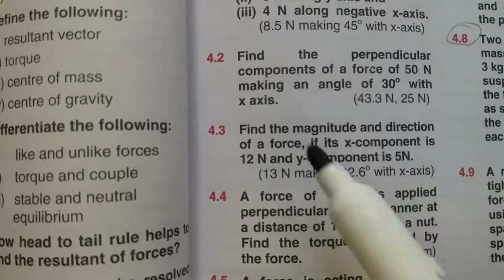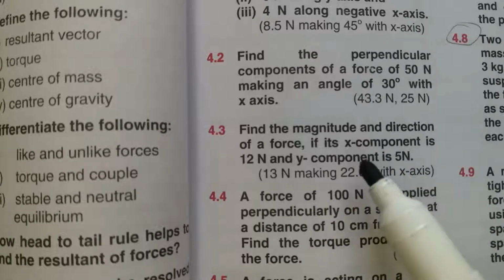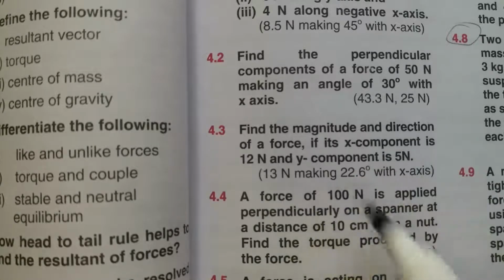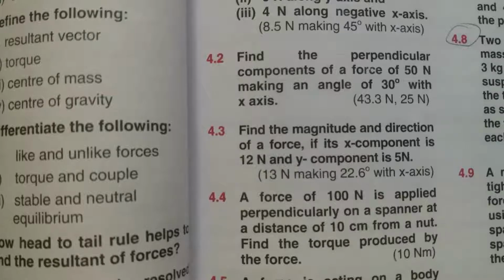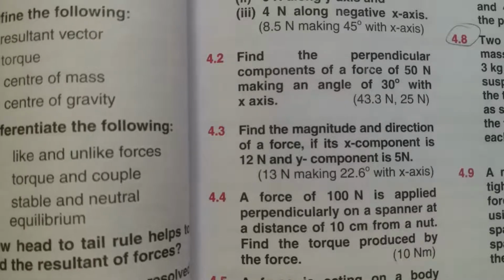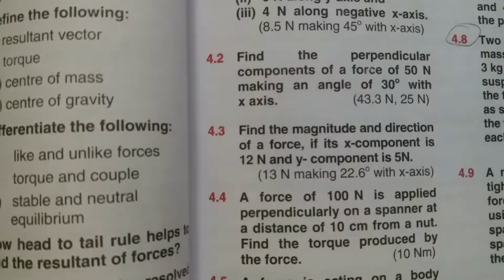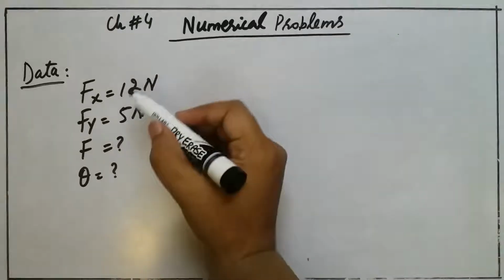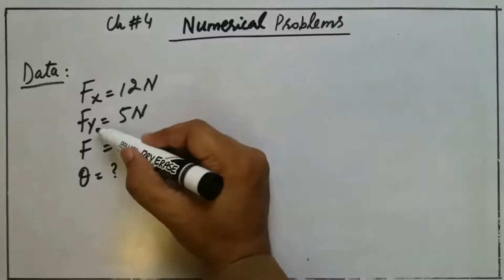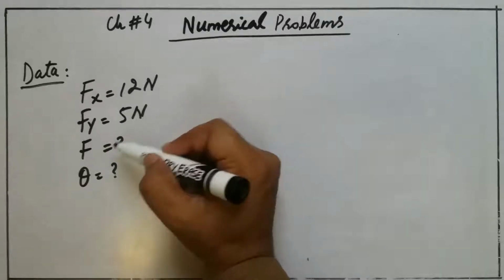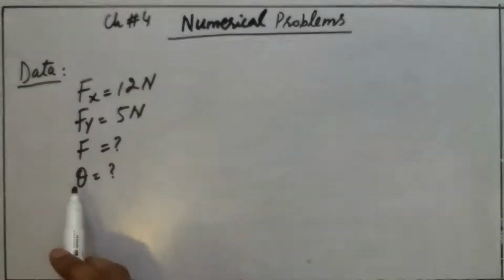In numerical problem number 3, find the magnitude and direction of the force if its x component is 12 Newton and y component is 5 Newton. So according to the statement of the third numerical, we have to find out the force from the components. So here is the data. The x component is given 12 Newton, the y component of the force is given 5 Newton. We have to find out the force and its direction.